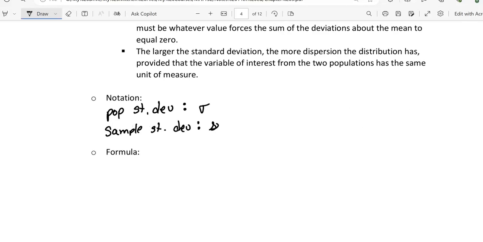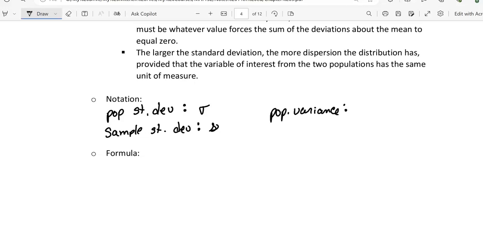So I told you this was tied to the variance. The population variance is actually sigma squared. So you can see the relationship between the standard deviation and the variance just by comparing the symbols. The standard deviation is the square root of the population variance, and the sample variance is going to be s squared.